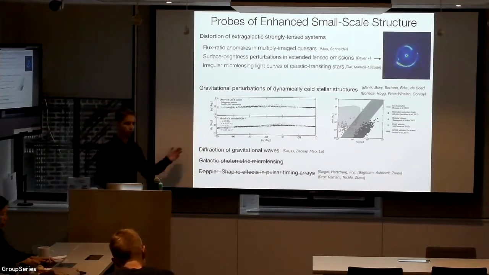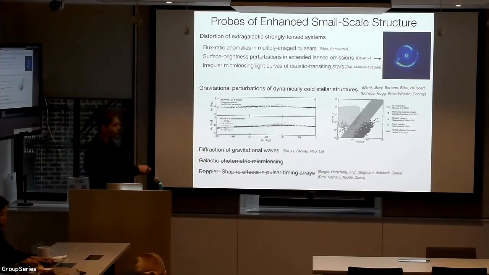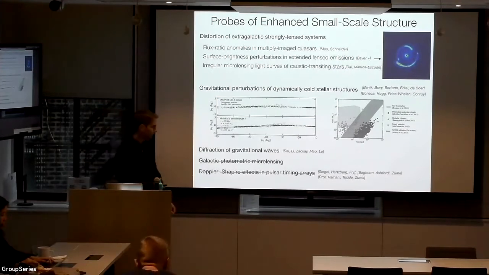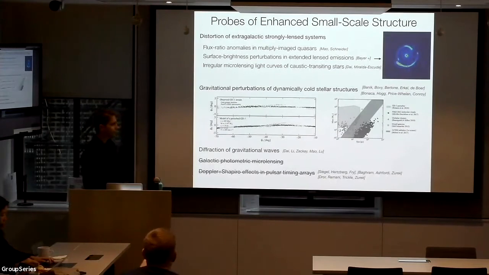You can also look for, not just strong lensing or weak lensing of light, you could look for lensing of gravitational waves as well. And this is work by Liang Dai and collaborators that is very exciting in the current advanced LIGO era.